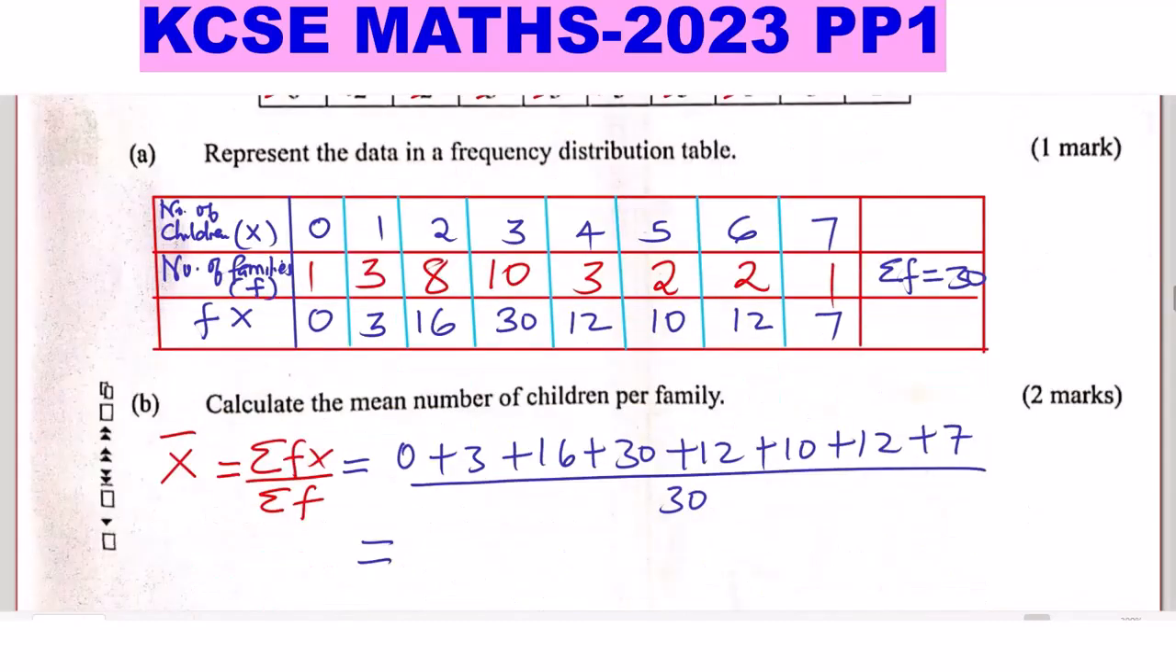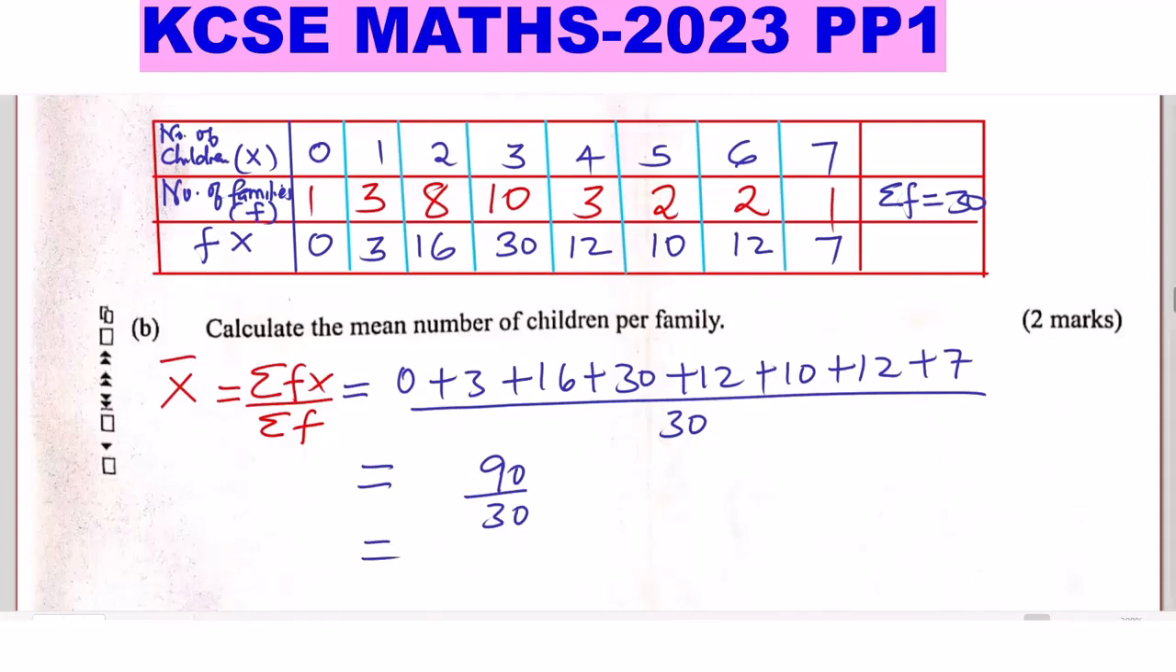So add everything here. If you add 0 plus 3 plus 16 plus 30 plus 12 plus 10 plus 12 plus 7, you will get 90. Then you divide by 30, and this will give you 3. So 3 is the mean number of children per family.